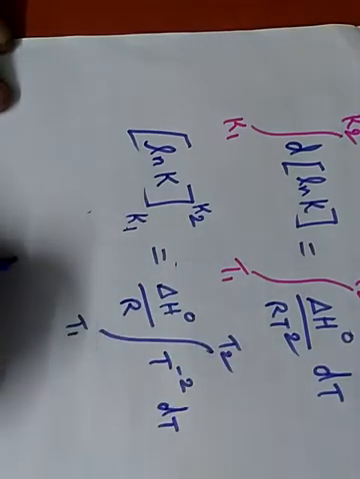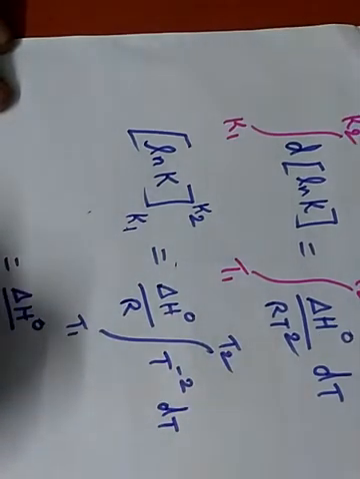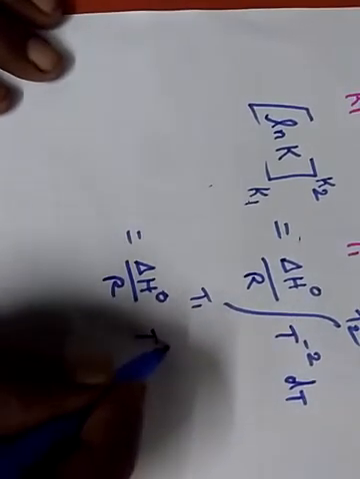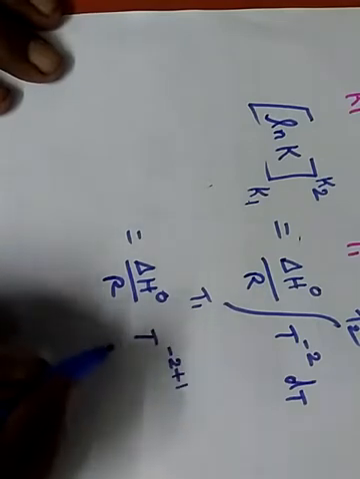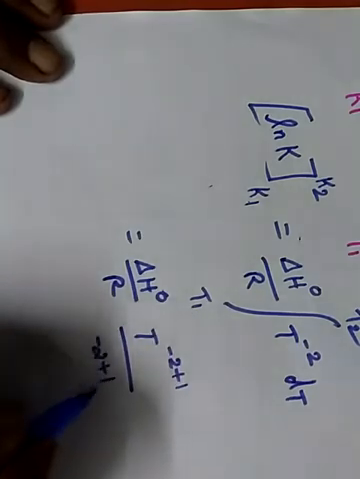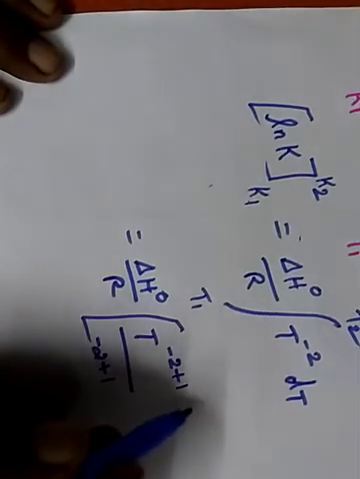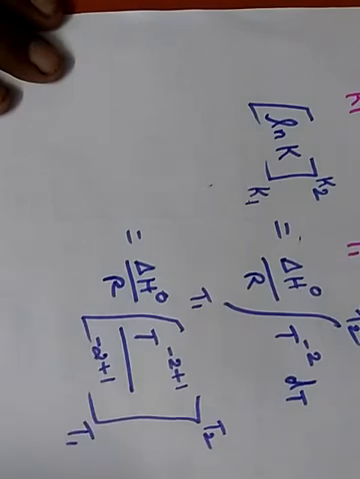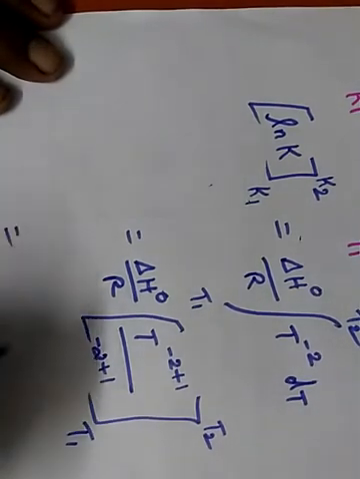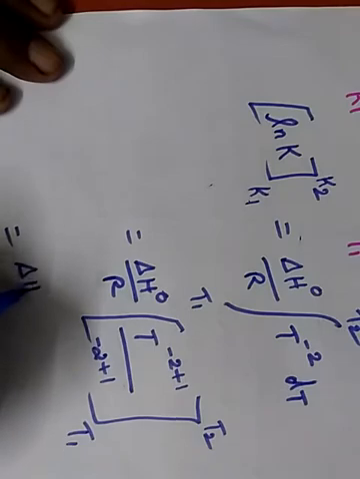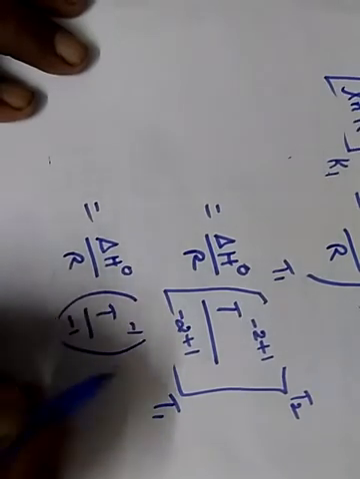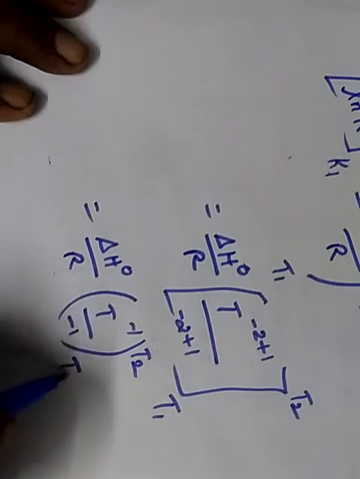Now if we integrate, the value is ΔH° by R. Integration of T power minus 2 is T power minus 2 plus 1, and the same value is put in the denominator also. Since it's a definite integral, we don't include C. So ΔH° by R is a constant, T power minus 1, here again minus 1, with upper limit T2 and lower limit T1.